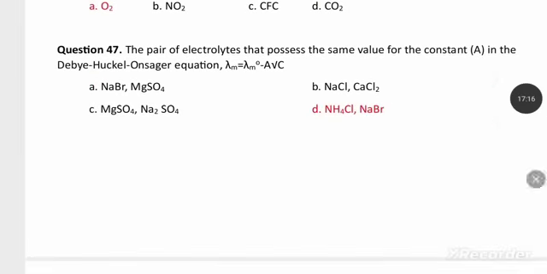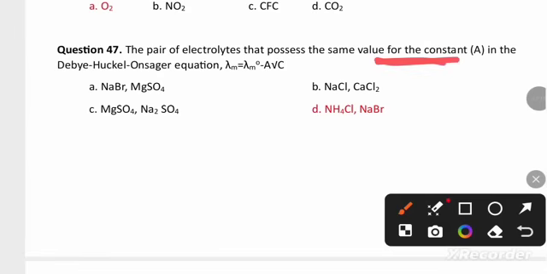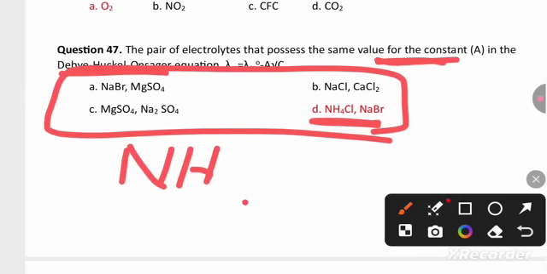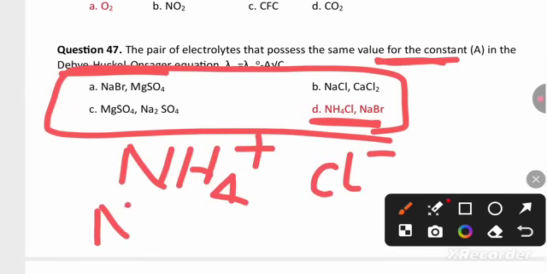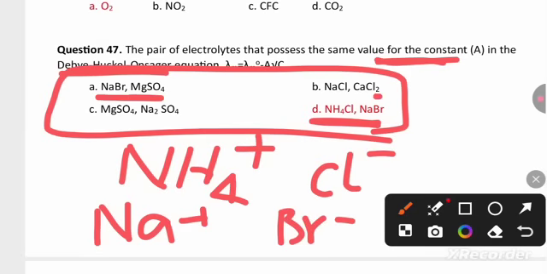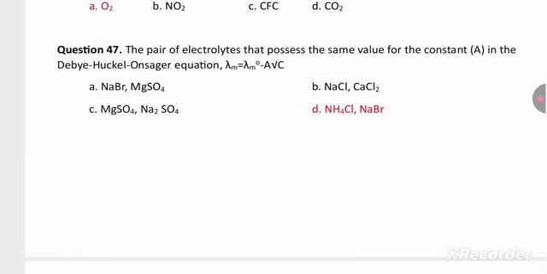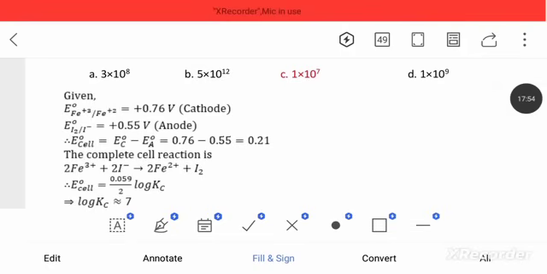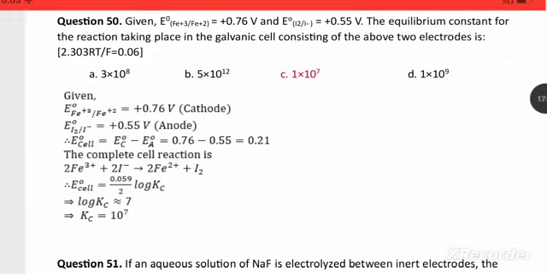Next, an electrochemistry question: a pair of electrolytes that possess the same value for the constant A in the Debye-Huckel-Onsager equation. Among the four options, NaCl, NH4Cl and NaBr are all forming only mono-valent ions: NH4 plus, Cl minus, Na plus, Br minus. Whereas in the remaining options, you can find differences in the valencies. That's why option D is the right answer, which gives the same value. Next question, from chemical kinetics, electrochemistry itself. Here in this question, there is a numerical.